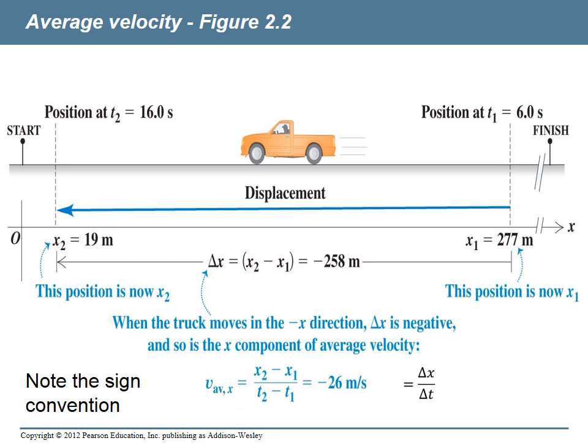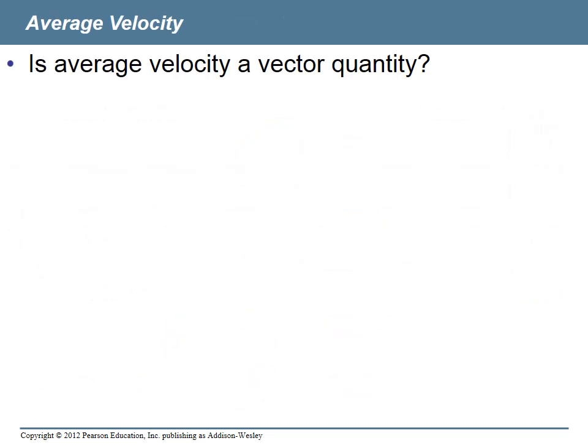So note this sign convention, the negative goes to the left in this case. So is average velocity a vector quantity? I'll give you a second, hopefully you think about it. A vector quantity is something that has both a magnitude and direction.